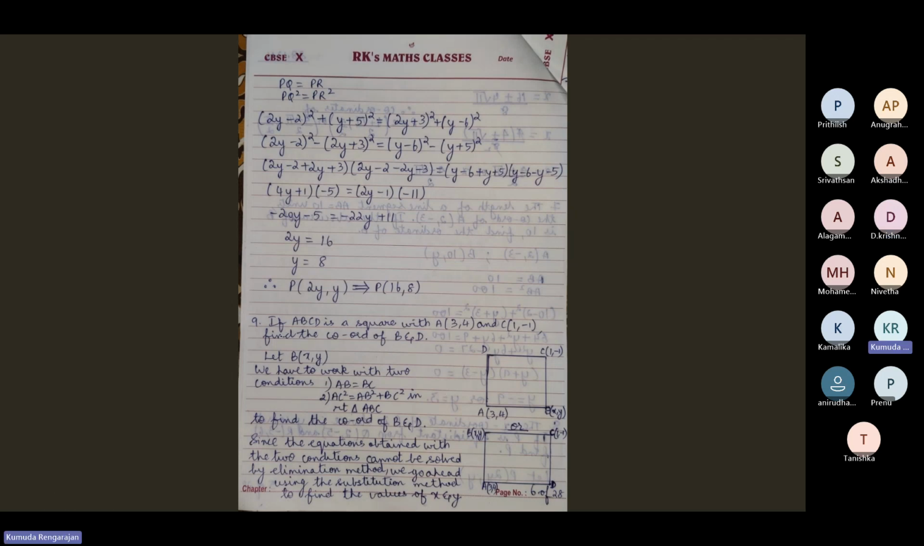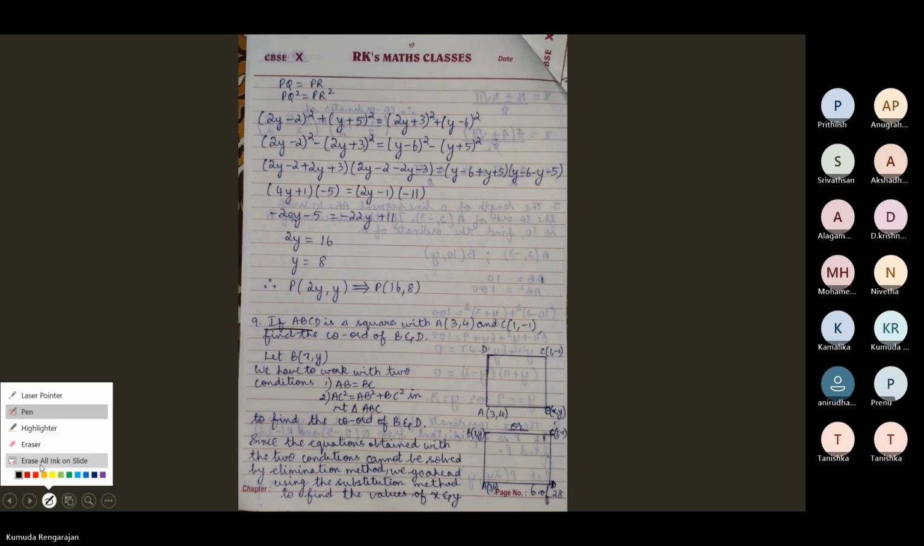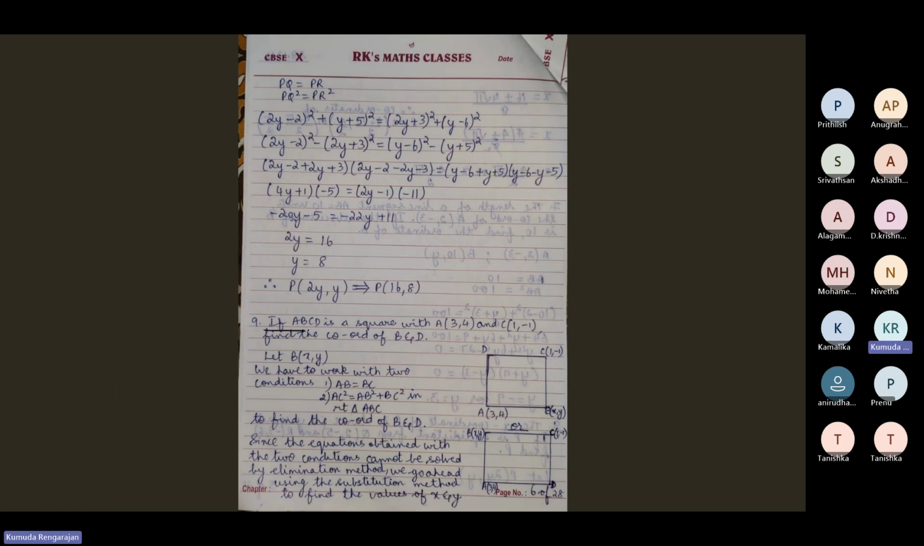Okay, so this is the question which I shared on WhatsApp with you all. If ABCD is a square with A (3, 4) and C (1, -1), find the coordinates of B and D. So we are given the coordinates of two opposite vertices A and C of a square ABCD. We need to find the coordinates of the remaining two vertices B and D.